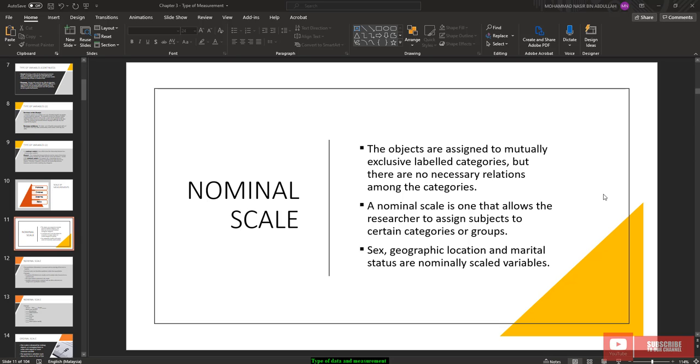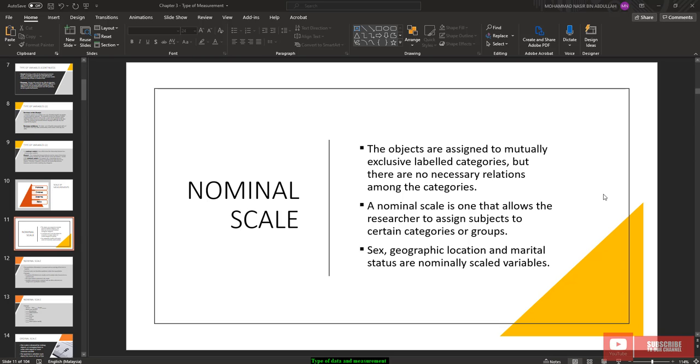Right, let's look at them one by one. So nominal scale: the objects are assigned to mutually exclusive label categories, but there is no necessary relation between the categories. Right. So a nominal scale is one that allows the researcher to assign subjects to a certain group or category. For example, sex or gender, geographic location, and marital status are nominal scale variables. For easy understanding, a nominal scale is a categorical variable, and the labels are not related to each other, and we cannot rank the labels.